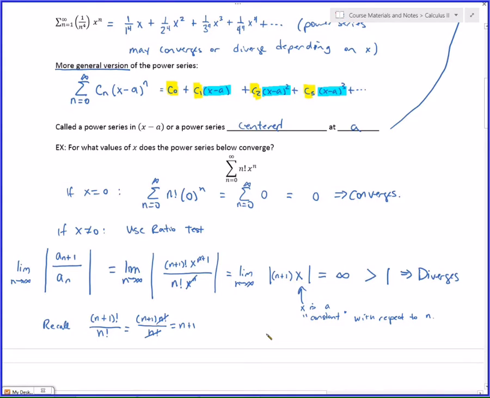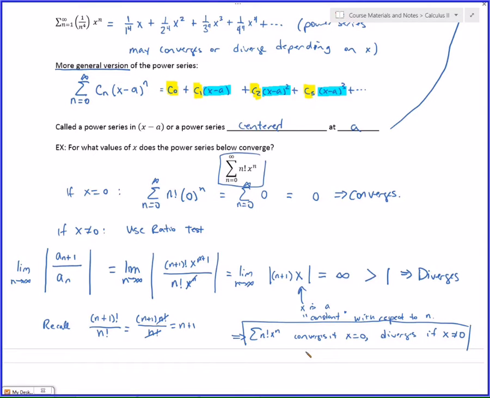diverges. So here's what we know. I'm going to write this at the very bottom of the page here, okay? The power series n factorial x to the n converges if x equals 0 and diverges if x is not 0. So the only place where that series converges is when x is at its center. Okay.